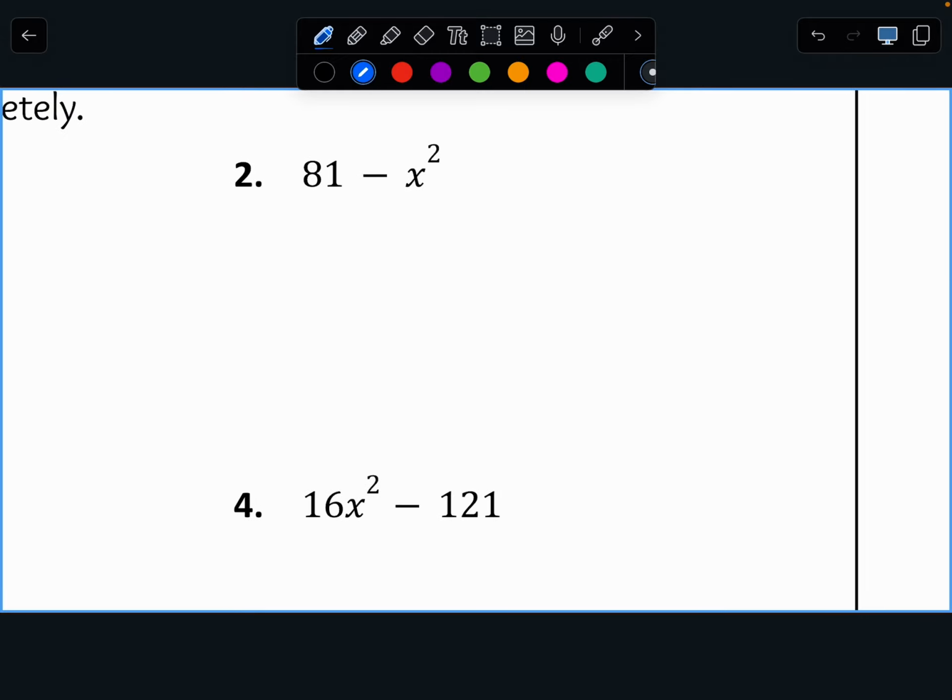So x squared is obviously a square. What's 81? What number times itself is 81? 9. So the square root of 81 is 9, and the square root of x squared is x. So then I have 9 minus x, 9 plus x. And that's it.